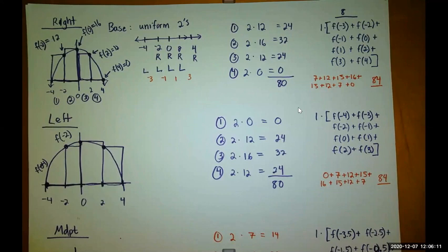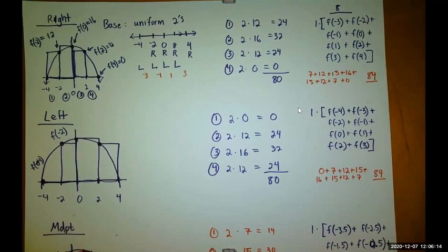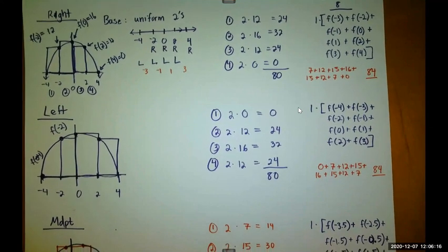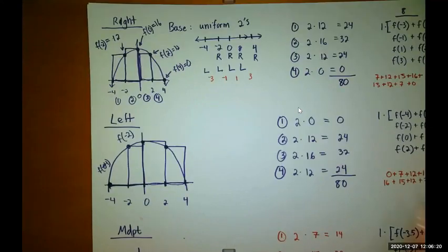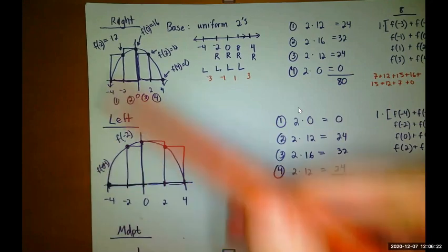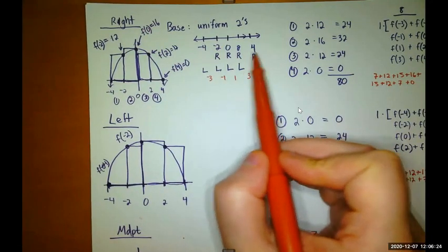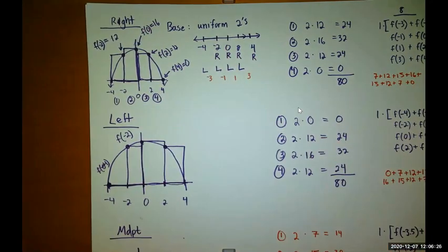Hopefully you enjoyed your nice long break. Quick recapitulation. We looked at 3 different styles of rectangles, looking at the same interval from negative 4 to positive 4.